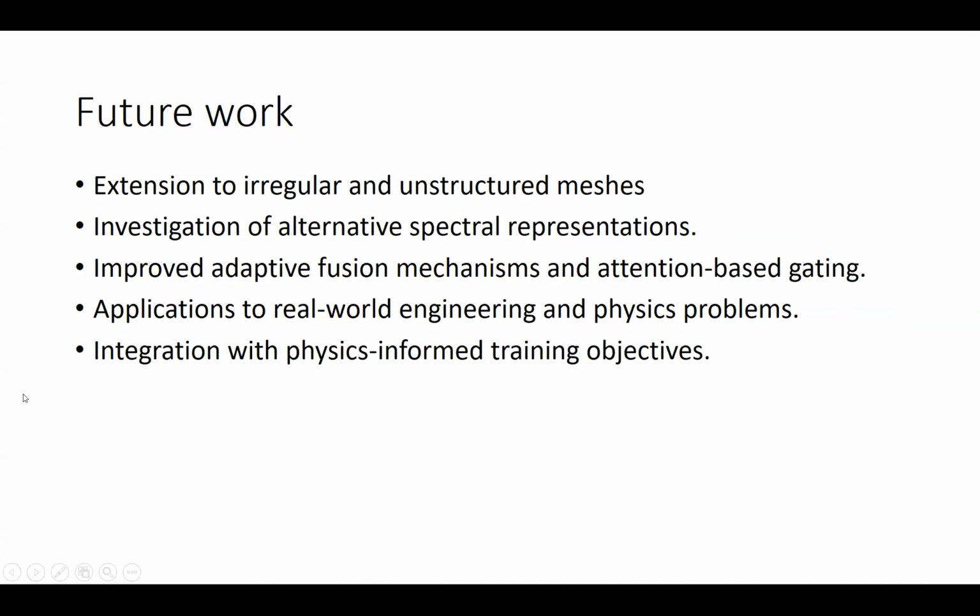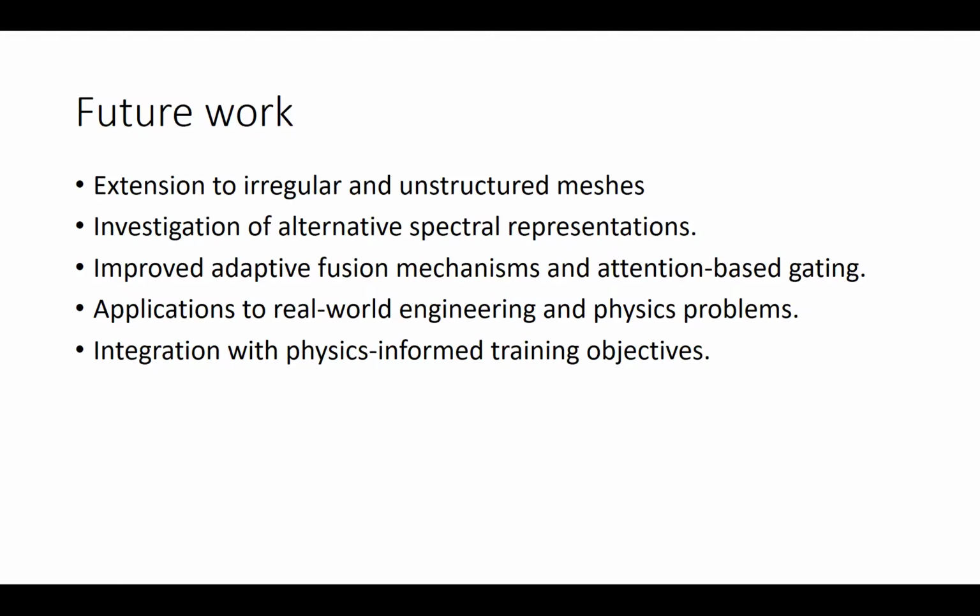About future work. Well, these current limitations provide us with a very clear roadmap for our future research. Our absolute first priority moving forward is an extension of our model to highly irregular and unstructured meshes. Currently, computing Chebyshev coefficients assumes a structured normalized grid.